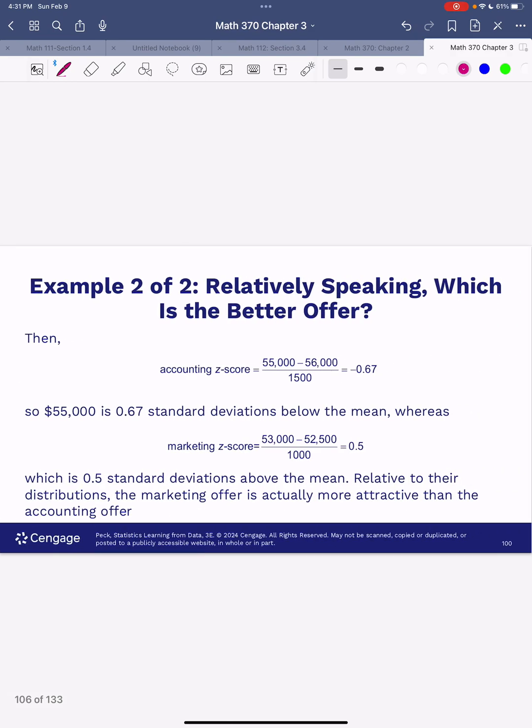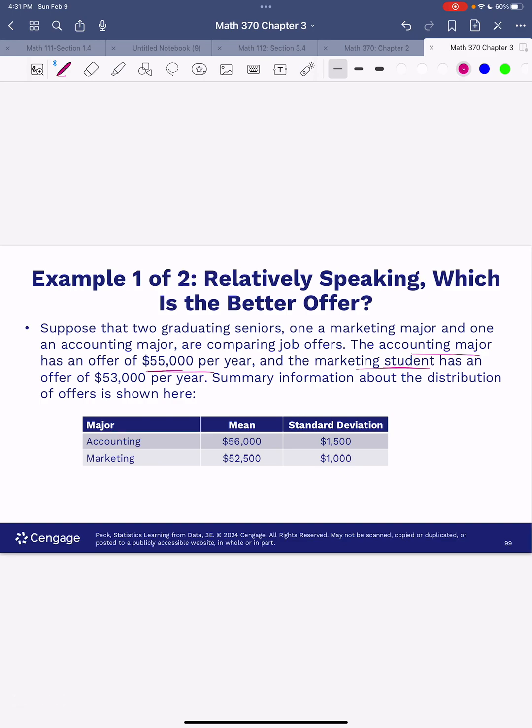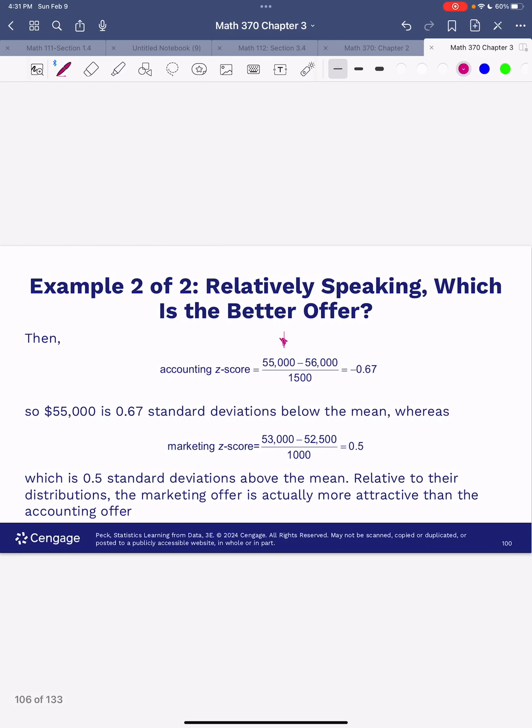We can calculate the z-score for both of these. All we do for each is take the corresponding data value, subtract off the mean associated with that data, and divide by the standard deviation. Notice both accounting and marketing each have their own mean and their own standard deviation, so we calculate each according to which it corresponds to. The value we get is our z-score. So we found a z-score for both.